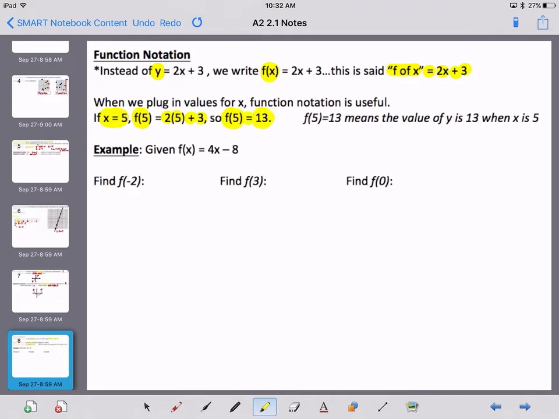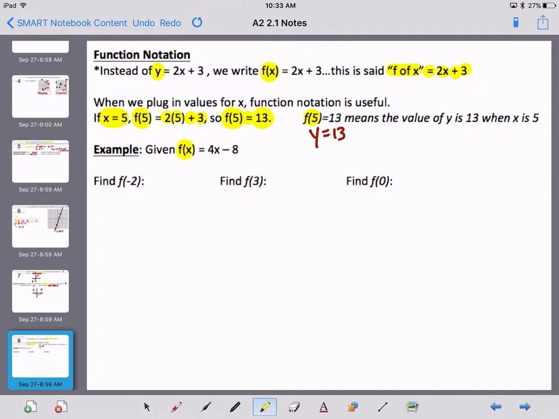Okay, so that's pretty useful because we know if we plug 5 into the function, we would get an output of 13. Now, if we weren't using function notation, we would just write y equals 13. Well, I don't know what value for x was plugged in to get that y value. Function notation takes care of that because you know you plugged in 5. So let's practice using that in a couple of examples.